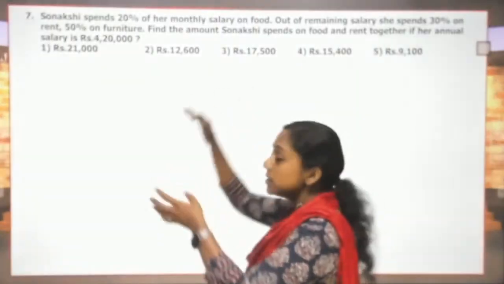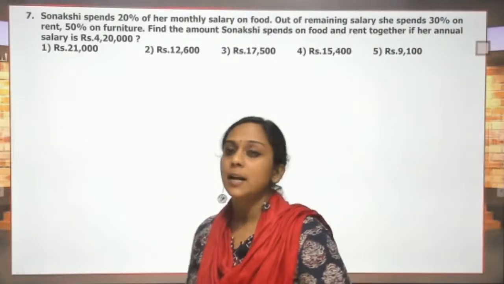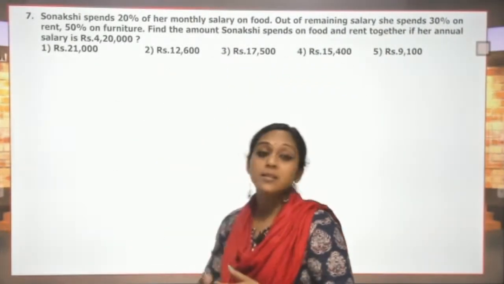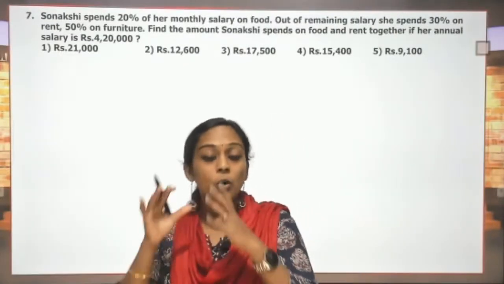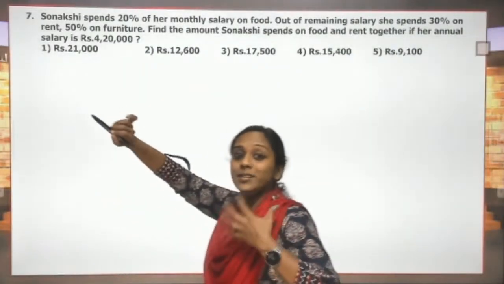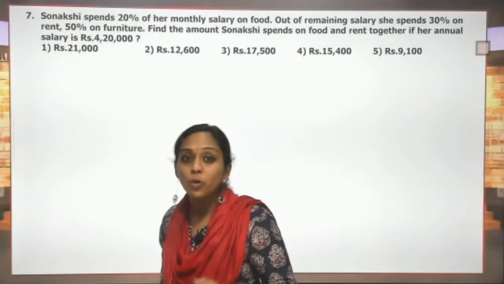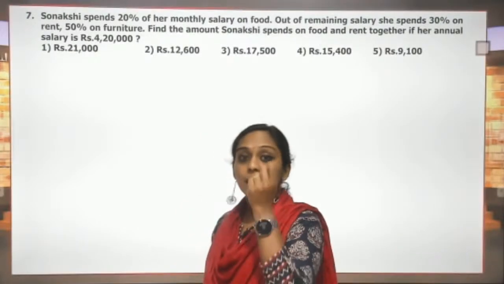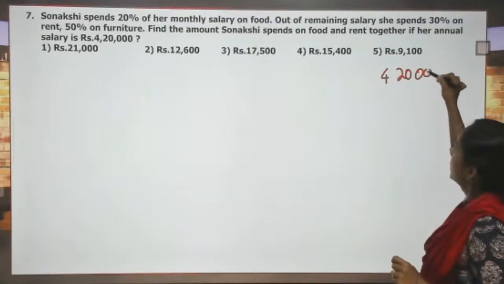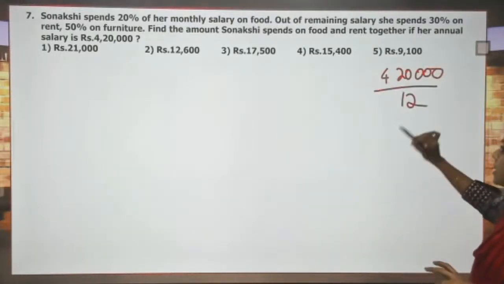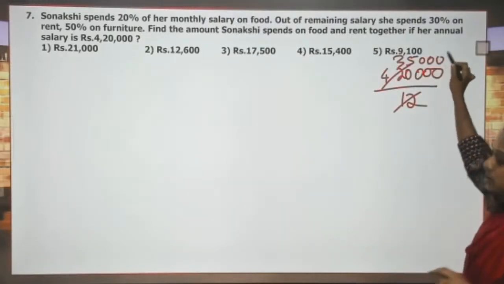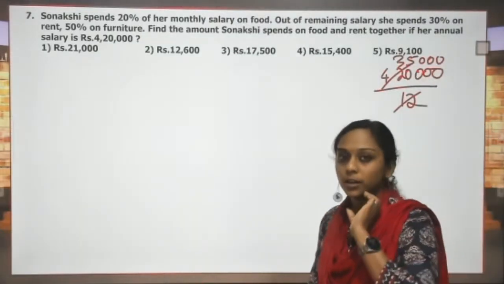Okay, so all other data is given with respect to monthly salary, but her annual salary is given as 4,20,000. So before starting into our question, you first find out what is the monthly salary. The annual salary is 4,20,000, so the monthly salary will be 4,20,000 divided by 12, and that will be 35,000. So the monthly salary of Sonakshi is 35,000.